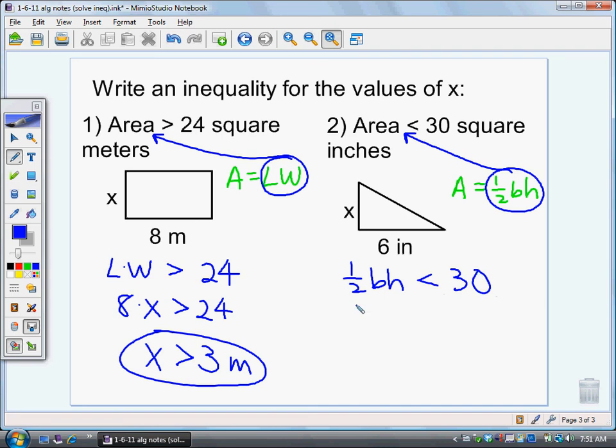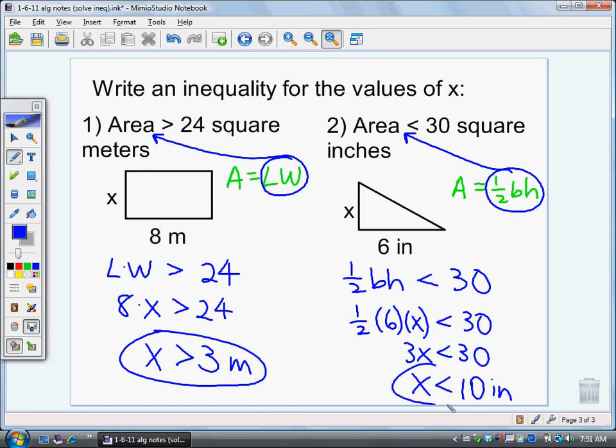So when I plug everything in, I get 1/2 times 6 times x, which is less than 30. And that ends up being 3x less than 30. And when I divide by 3, I get that x is less than 10 inches. So any number less than 10 inches for a height is going to make the area of that triangle be less than 30 square inches.